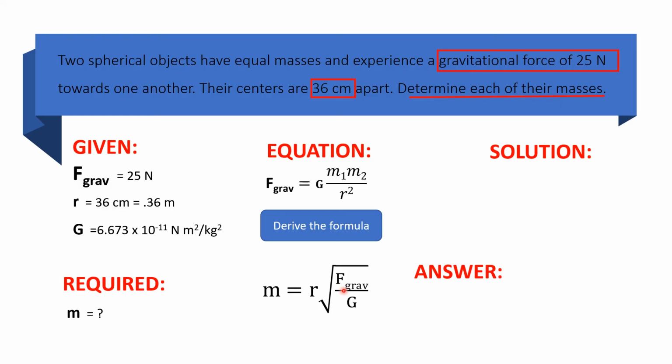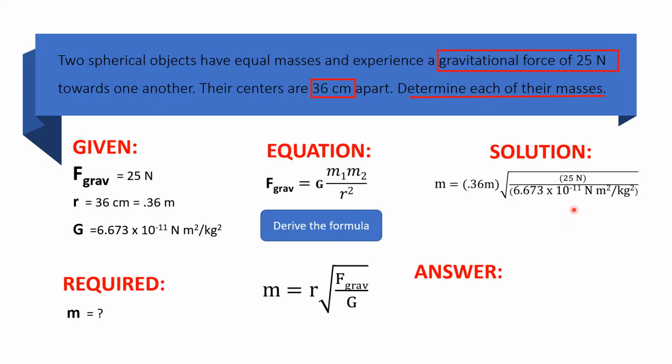Let us put these givens into the equation that we derived a while ago. The solution will be m is equal to r, that is 0.36 meter, square root of the force, which is 25 Newton, over the value of our G, which is 6.673 times 10 raised to negative 11 Newton meter squared per kilogram squared. Doing the math, we can put this in the calculator together to be more sure of the answer. We just add parentheses to make it correct.